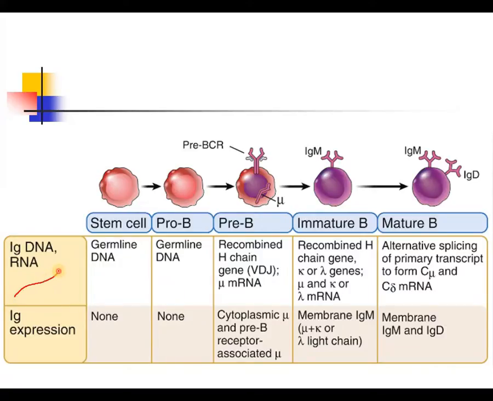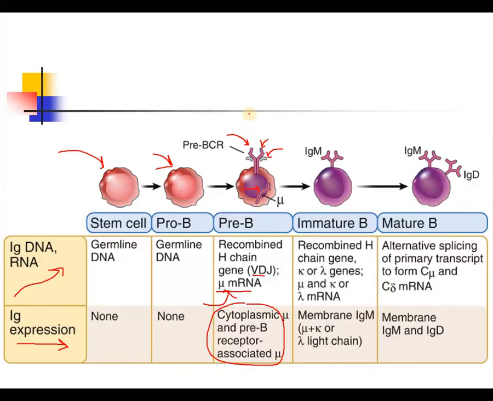You have your Ig DNA and RNA, and whether there is expression of the protein from the stem cell, where you have germline DNA being expressed to a pro-B cell, it's still germline DNA, to a pre-B cell where you've got a recombination of the heavy chain first, so VDJ recombination associated with the mu constant region. That is going to be expressed on the plasma membrane as the pre-B cell receptor. One heavy chain that worked in combination with the surrogate light chains. And a lot of the mu B cell receptor protein will actually remain cytoplasmic.